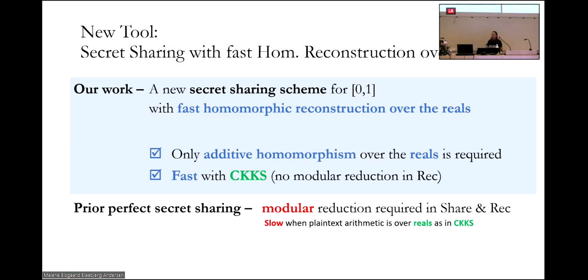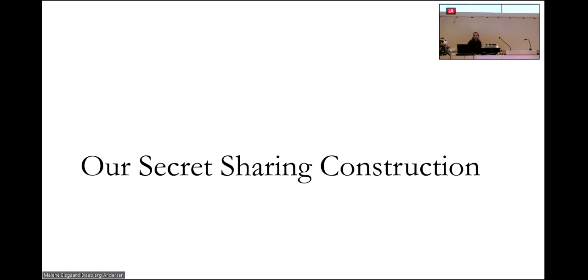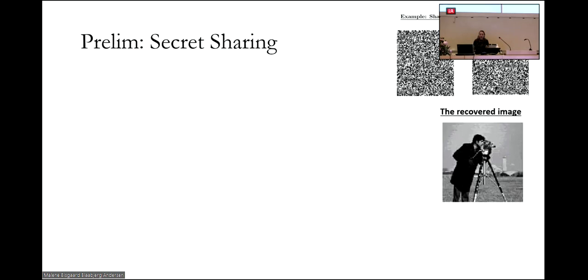Okay, and why is this important? Because previous schemes did modulo reduction, both in sharing and reconstruction. And if I want to use CKKS, which does arithmetic over the reals, it would be extremely slow doing modulo 1. If you want integers, actually, you can take additive secret sharing and use BGV. But we're interested in numbers that are reals. Okay. So let me show you our construction.